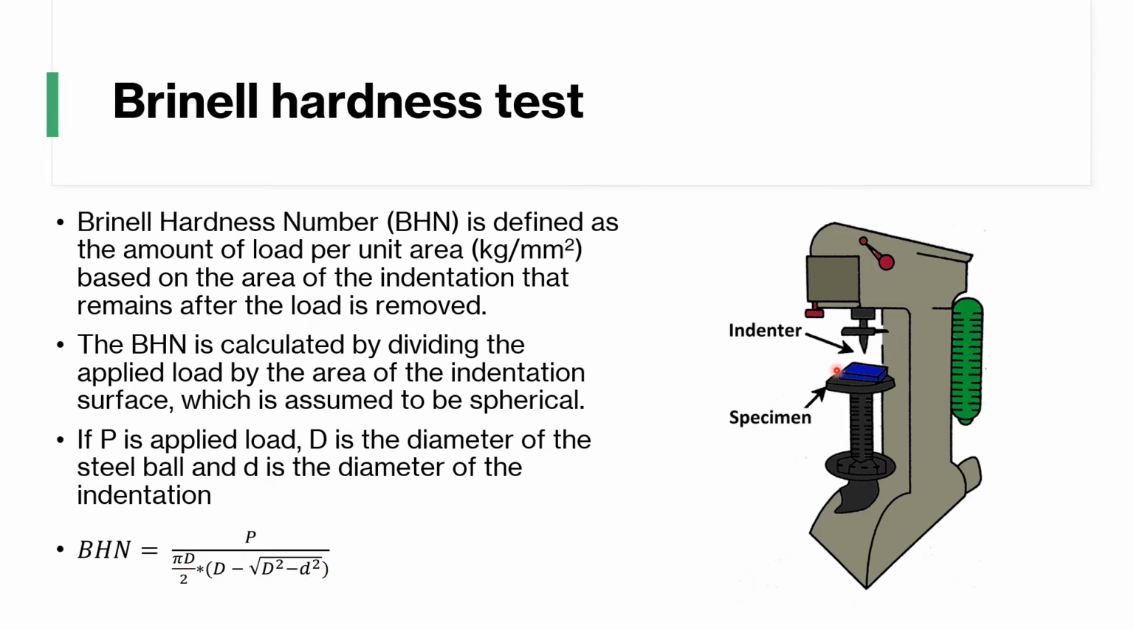And of course, this is not the direct circle area, right? We have modification or adjustments in there with it because it's not perfectly a circle, it is spherical, right? And P is your applied load, and D is the diameter of your steel ball that we use, and little d is the diameter of that surface indentation. And here we can calculate your BHN hardness number in this way. Okay.